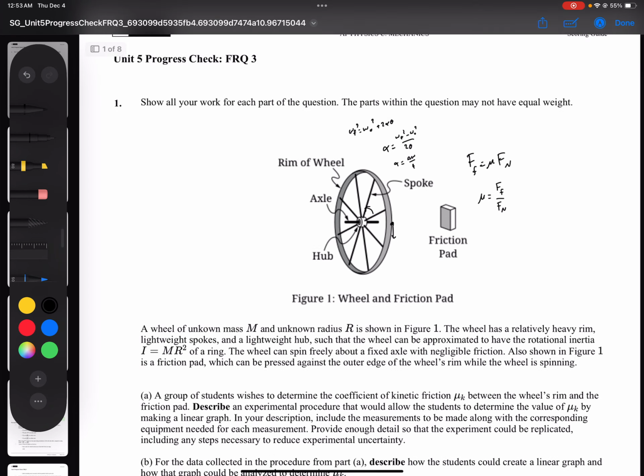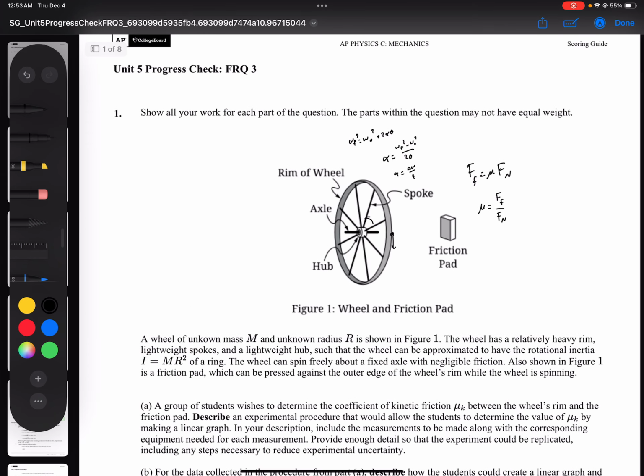Some other things that are important with any experimental procedure is to include the measurements being made along with the corresponding equipment. So you need a force sensor. You're going to need to measure the angular velocity, right? So you can use a camera. You can put a little piece of tape on the wheel and track its position by recording the revolutions of the wheel. You need to know how big the wheel is, so you're going to need a meter stick to measure the radius of the wheel. You're going to need to measure the mass of the wheel, right? It says unknown mass, so you're going to measure the mass of the wheel using a scale.